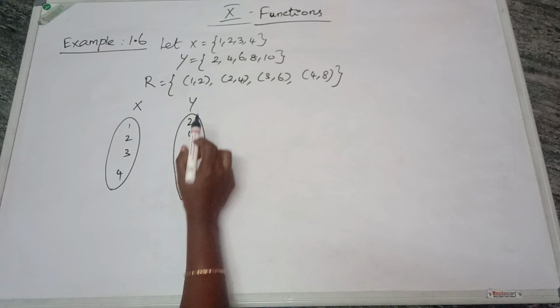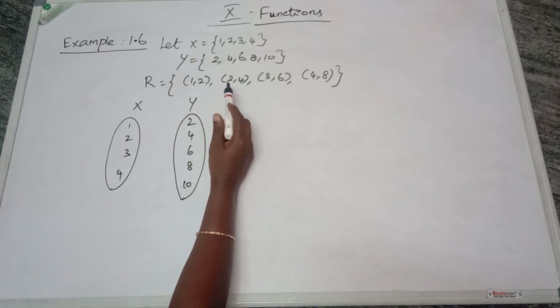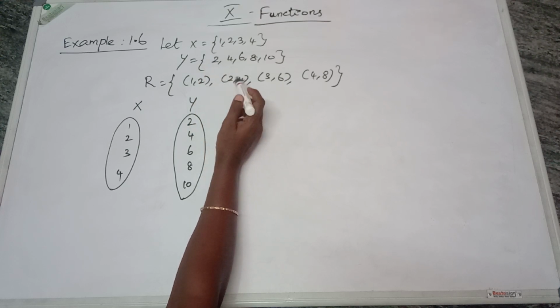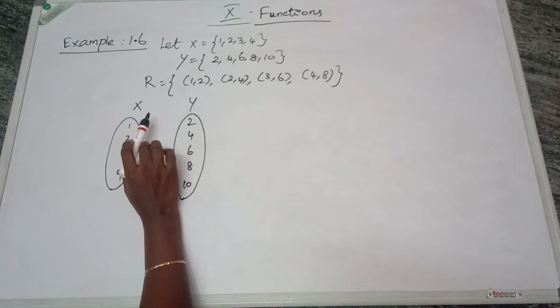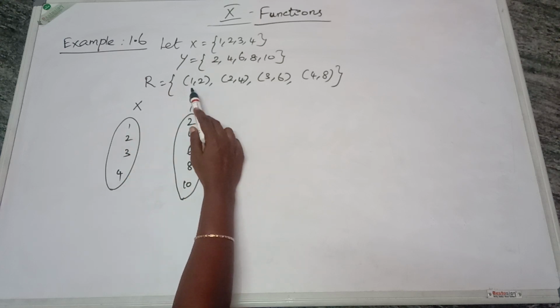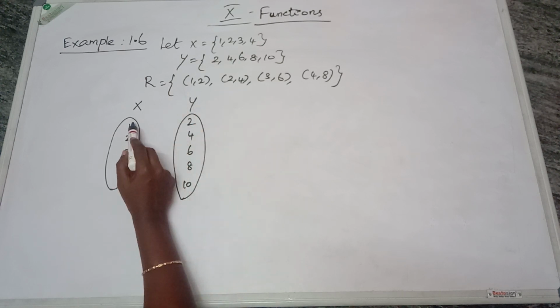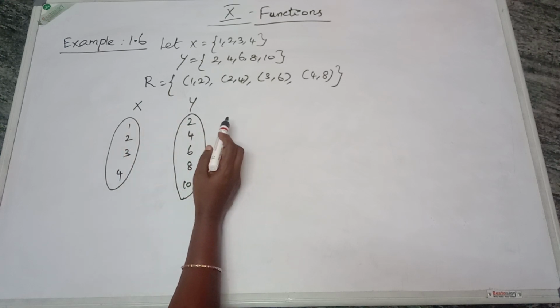In example 1.6, they are given that X set to Y and the relation R. Then they ask the question: show that R is a function. We have to show this R is a function and find its domain, codomain and range. We can do this problem through an arrow diagram.